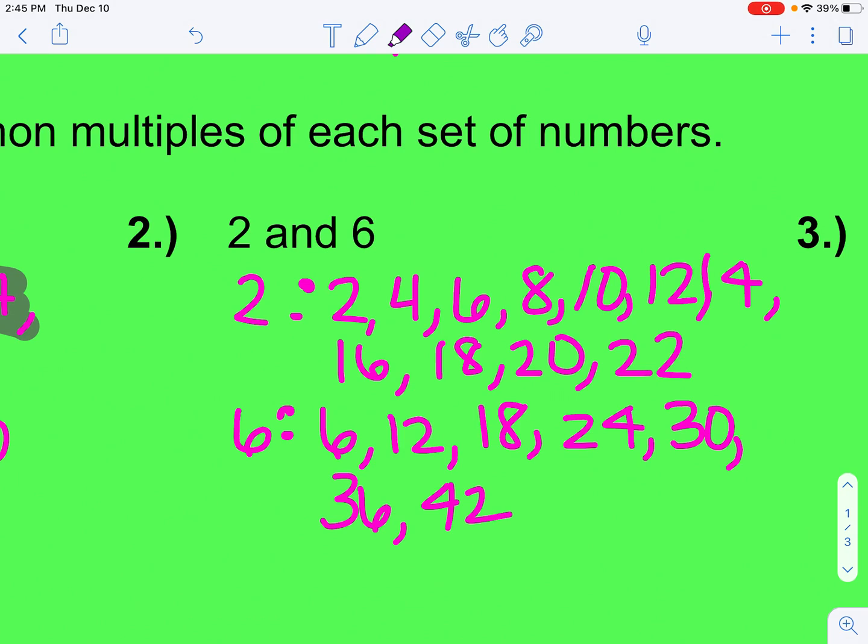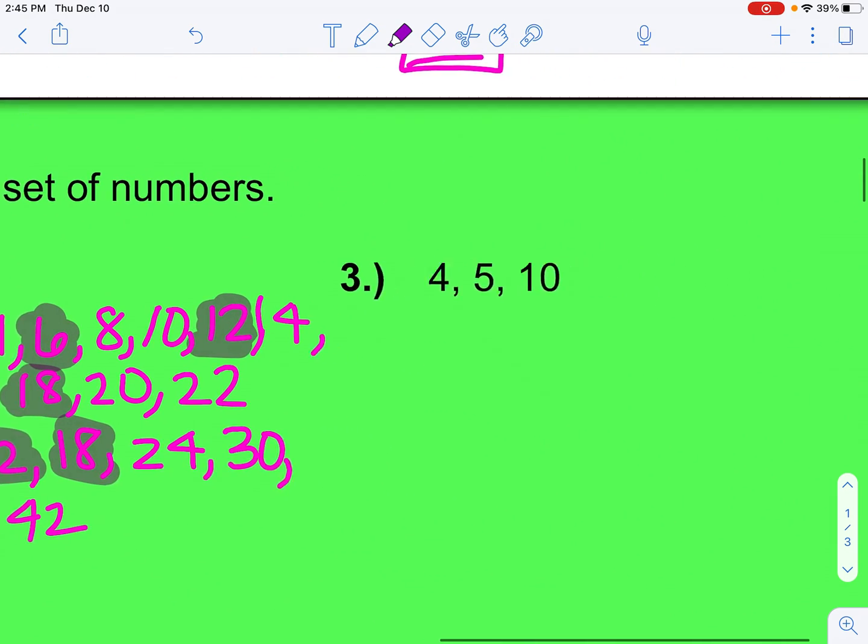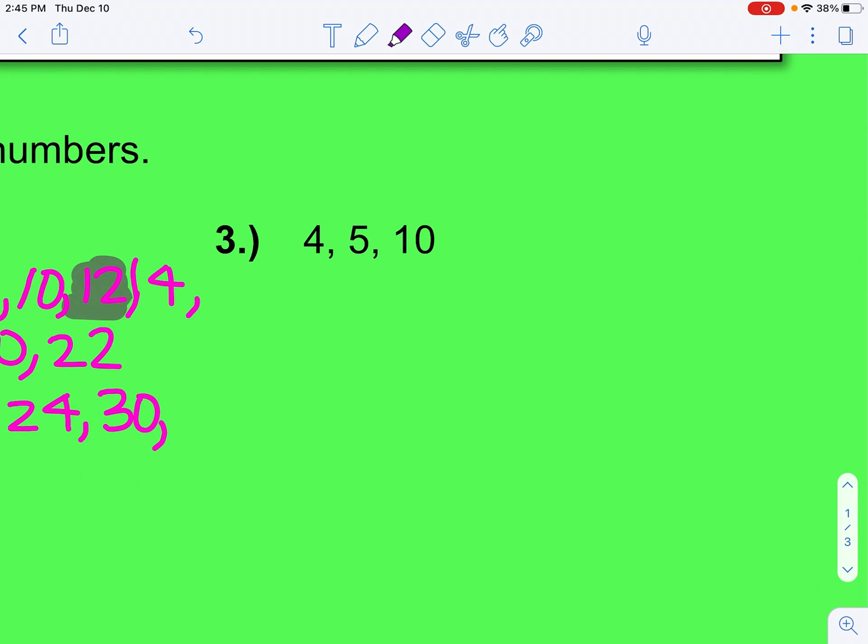Alright, we need the first 3 that they both share. Well, they both share this 6. They both share the 12. And they both share the 18. So we listed way too many in the 6th row, but that's okay. Alright, so that's multiples. We found common multiples. Now let's go to our last one of these. We have 3 numbers now. We have 4, 5, and 10.